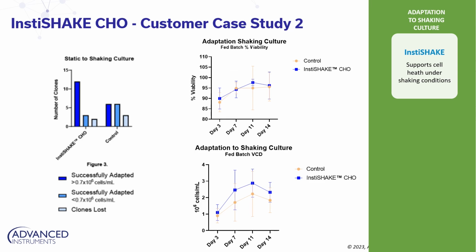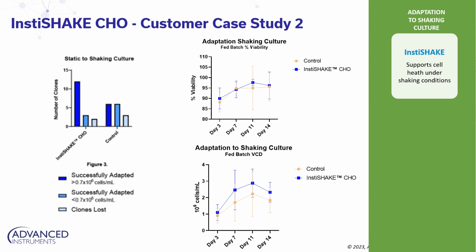In our final use case presented here today, the customer's workflow again benefited from the use of InstaShake to support adaptation to shaking culture. In this evaluation, the customer expanded 37 clones from 50 ml spin tubes to shake flasks with and without InstaShake before undergoing a fed batch study. 19 clones were expanded in the presence of InstaShake CHO, while a further 18 clones were expanded without to provide a negative control.